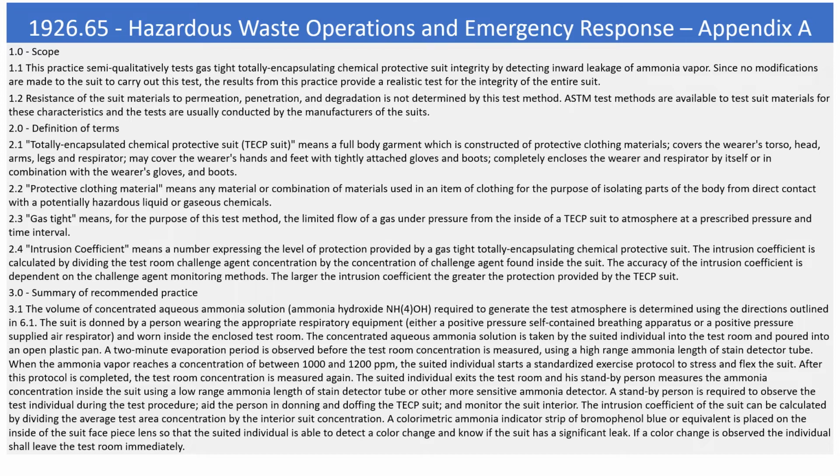2.2. Protective clothing material means any material or combination of materials used in an item of clothing for the purpose of isolating parts of the body from direct contact with a potentially hazardous liquid or gaseous chemicals. 2.3. Gas-tight means, for the purpose of this test method, the limited flow of a gas under pressure from the inside of a TECP suit to atmosphere at a prescribed pressure and time interval.